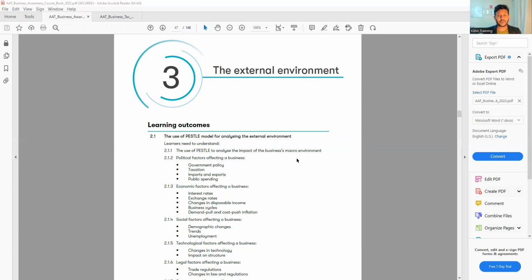All right, so next week we're going to start our chapter number 3. We're going to look at the external environment. So we're going to look at our PESTLE analysis and other things. So next week we will do our chapters 3 and 4, and that's how we'll carry on. In 4 weeks, we'll complete the book, and in week number 5, we'll do a revision, and you will be ready for the exam.